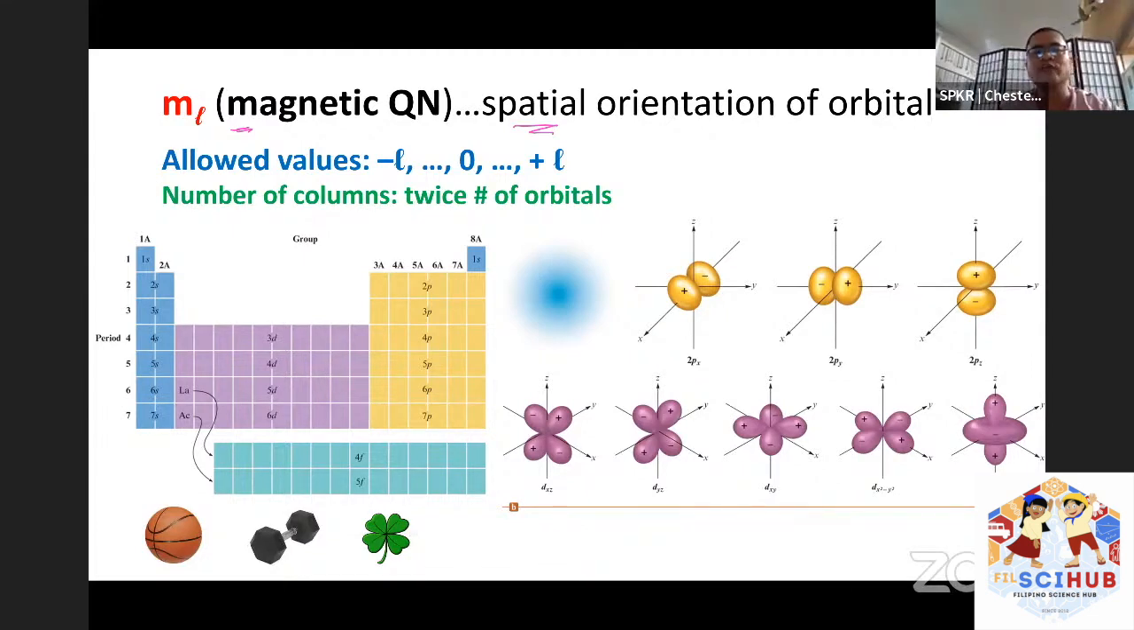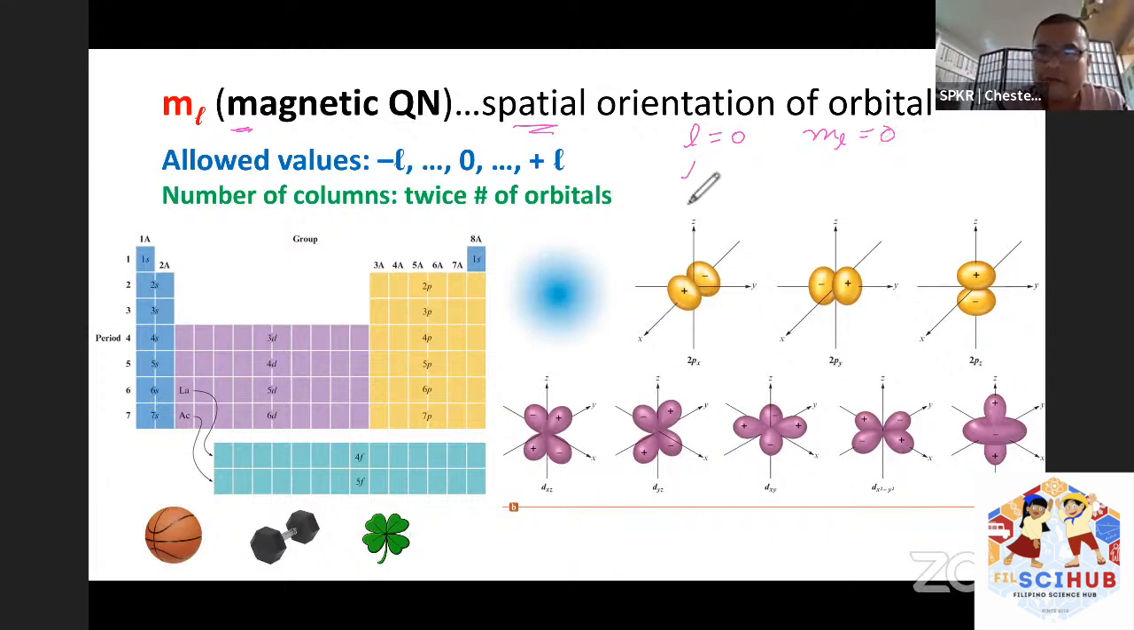Ano ang allowed values ng M sub L? The allowed values for M sub L ranges from negative L papuntang 0 papuntang plus L. So bibigyan ko kayo ng example, okay? So if L is actually 0, ang M sub L mo lang ay 0. Okay? Kasi wala ka naman nang isusubtract, di ba? Walang minus 0, walang plus 0.